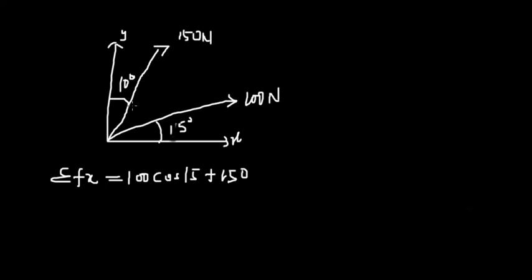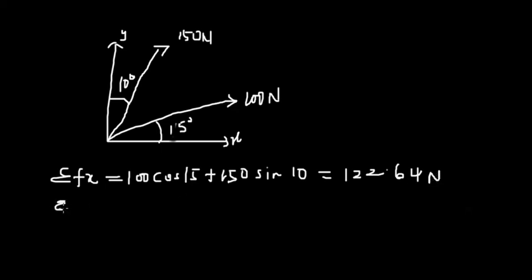In case the 10 degrees was supposed to be here, then we would have used cosine, because the angle is in between the force and the x-axis. That's when we are resolving along the x-axis. But now the angle lies in between the y-axis and the force, so we use sine. So we have 150 sine of 10 degrees. When you punch 100 cos 15 plus 150 sine of 10 degrees, you end up with 122.64 newtons.